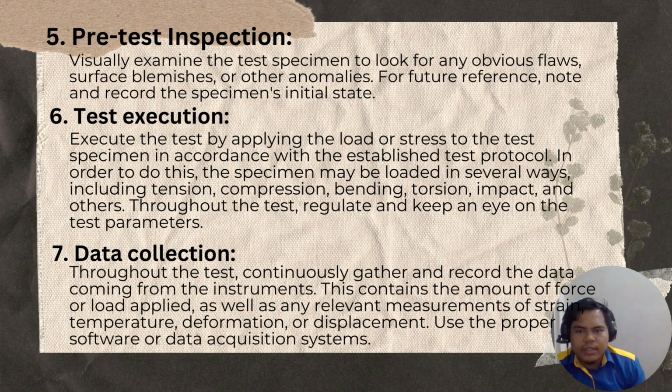Test execution. Execute the test by applying the load or stress to the test specimen in accordance with the established test protocol. In order to do this, the specimen may be loaded in several ways, including tensile, compression, bending, torsion, impact, and others. Adhere to the test regulations and keep an eye on the test parameters.